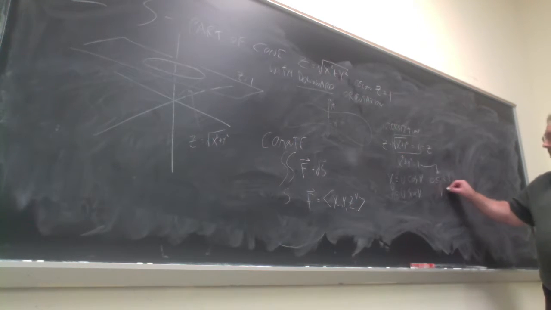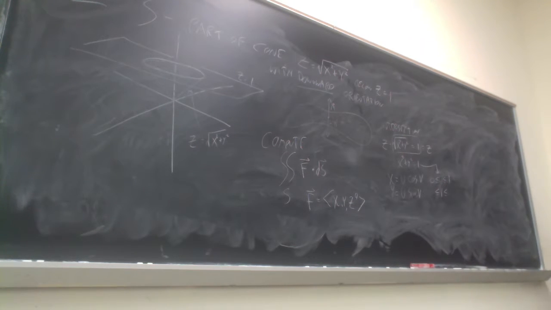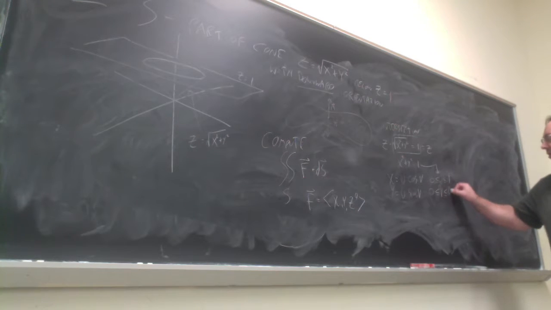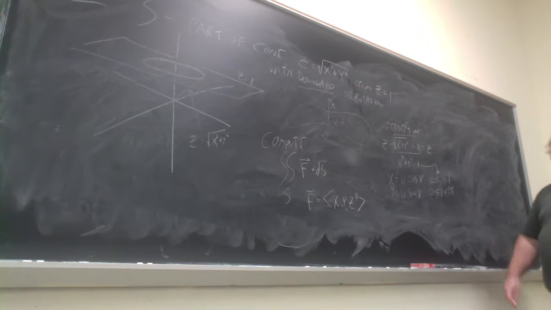What about v? V is playing the role of the angle here. It's like theta. So what should its bounds be? Yeah, it's going all the way around. There's no other surface here to restrict it. So we go from 0 to 2 pi.